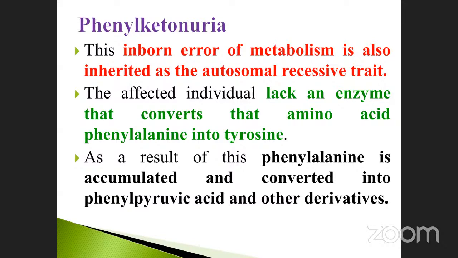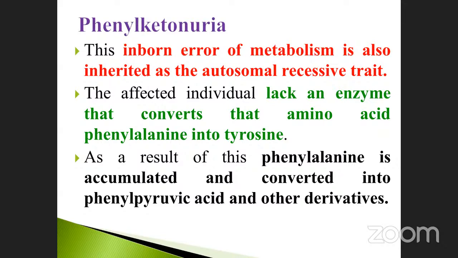This is very, very important. Due to this, what happened? The enzyme is not involved in the conversion. Lack of the particular gene means the enzyme production is also lacking. As a result, the amino acid conversion is also lacking, so the phenylalanine is not converted into tyrosine. So as a result, phenylalanine accumulated in the body.